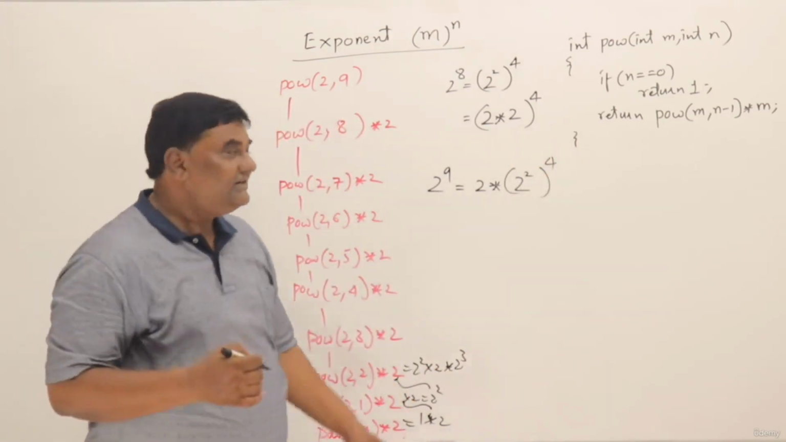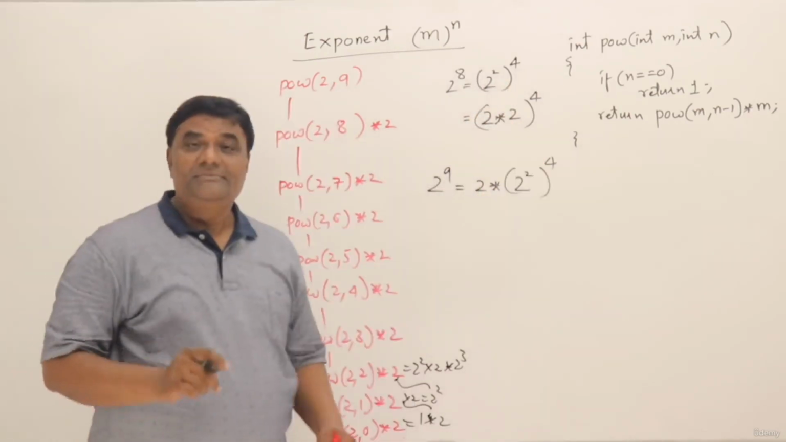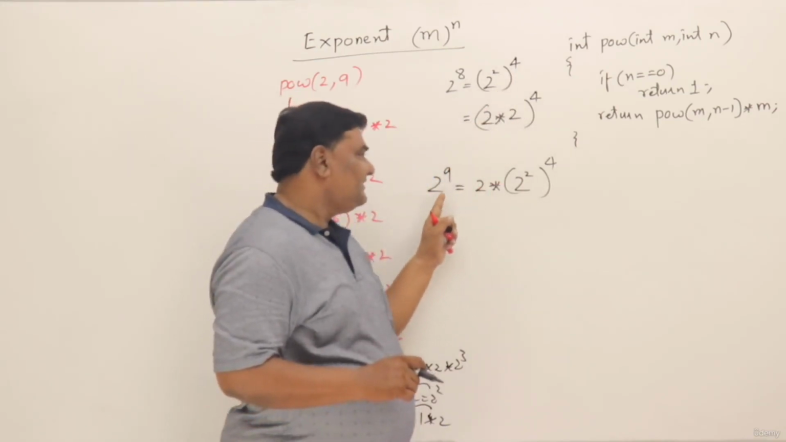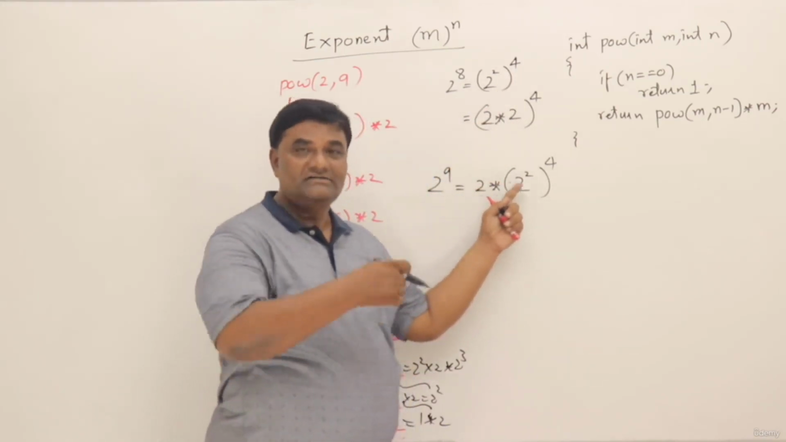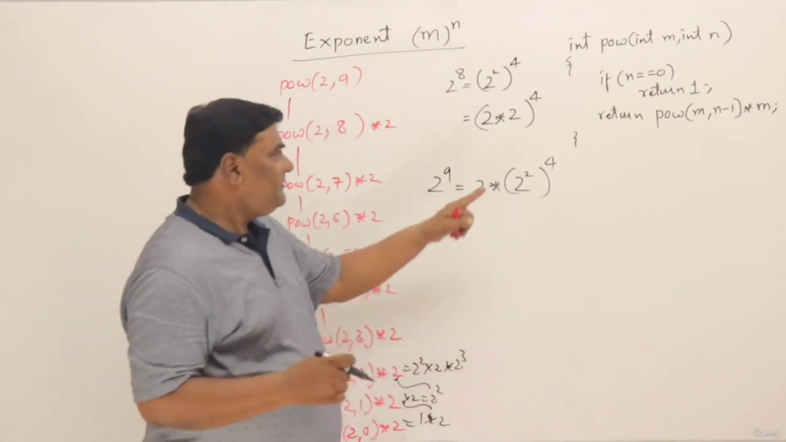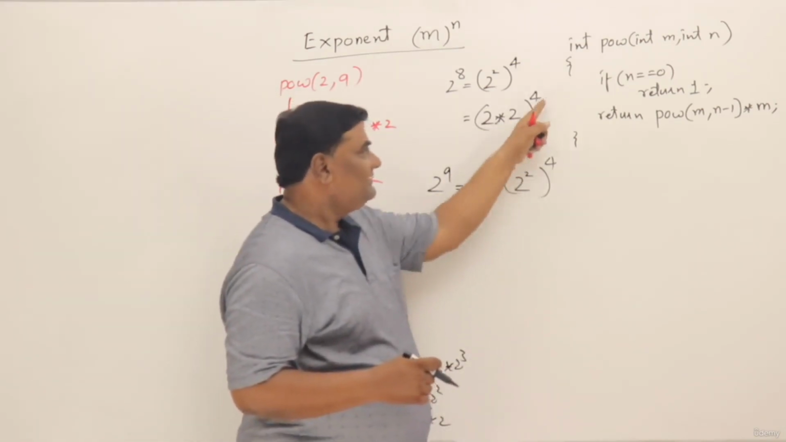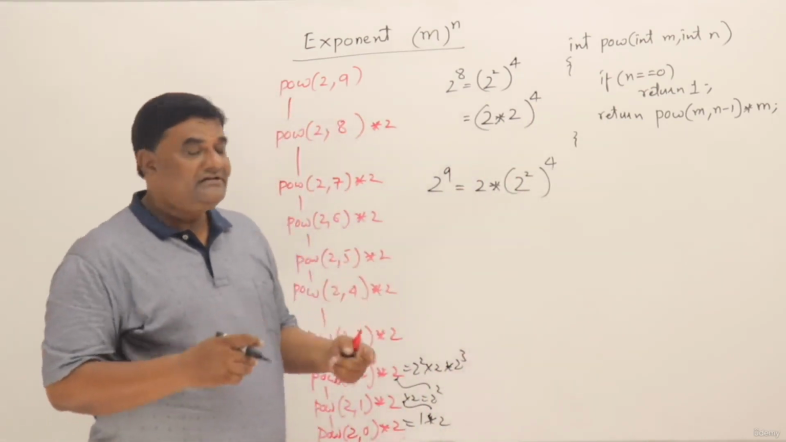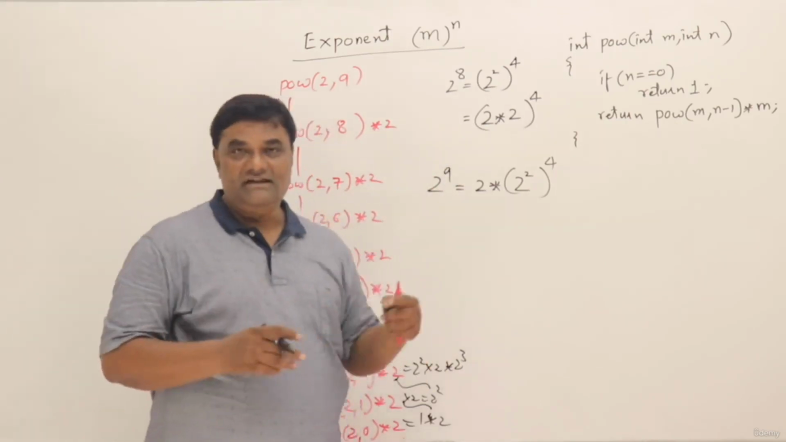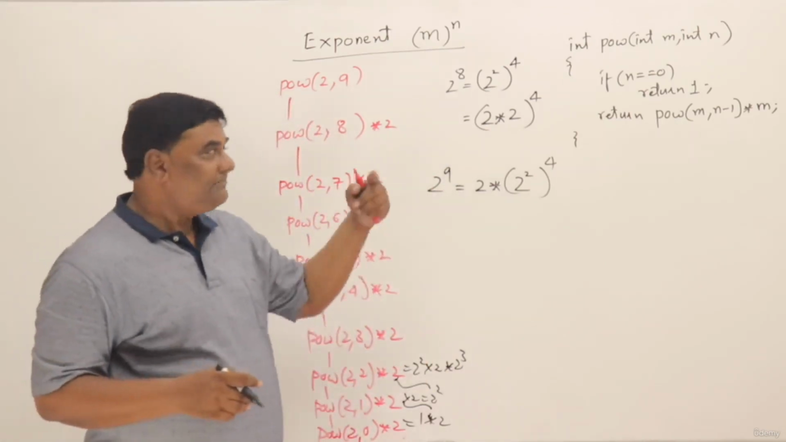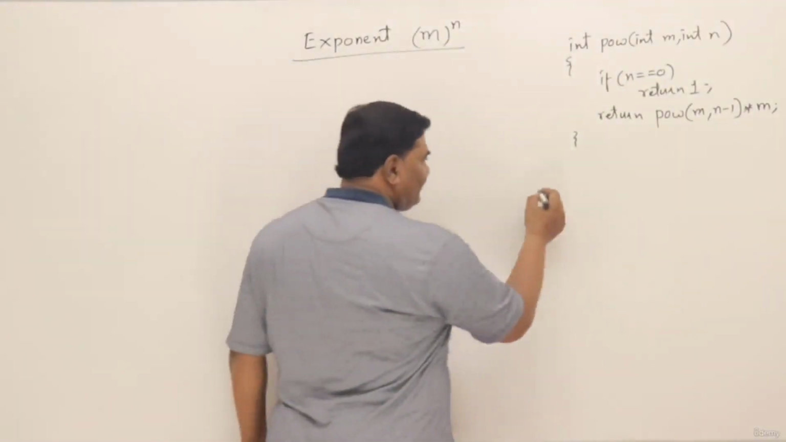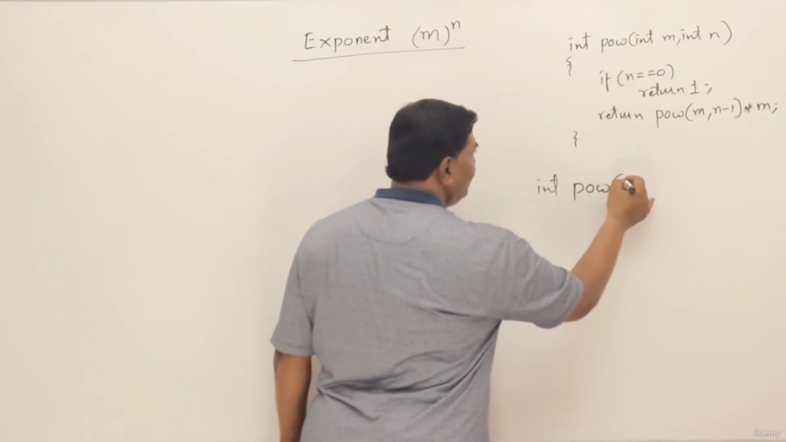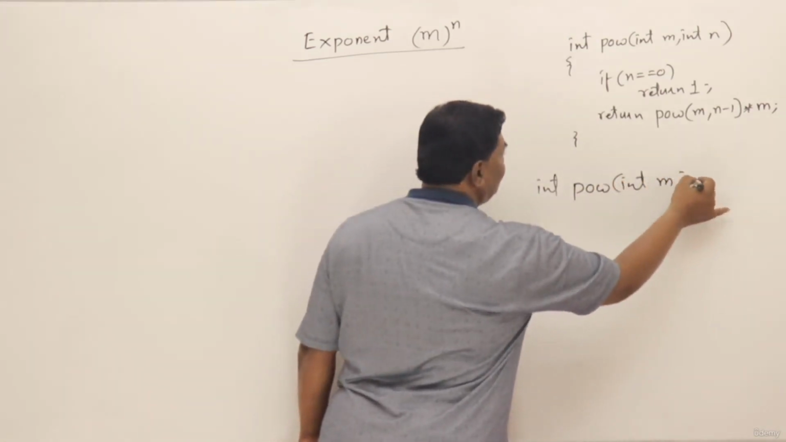If the power is even, then I can directly halve it. If the power is odd, then I can take one extra multiplication and then take half of the power. So if I multiply the number by itself, the power is reduced by half. With this observation, we can write a power function faster than this one. So let us rewrite that power function. Here I will write the power function, int, and I'll give the same name, power, though it's a new version, with m and n.